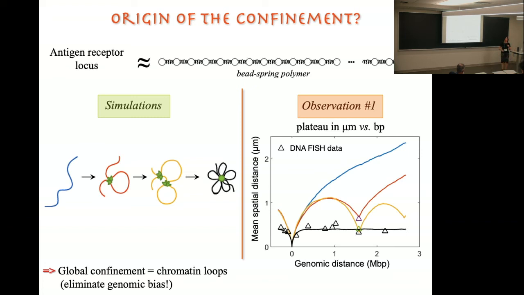Maybe a naive question. The size of the nucleus is on the order of a few microns, right? Yes. And this polymer is millions of base pairs. So in this domain of a few microns in diameter, what would you then get for the mean squared distance between monomers as a function of the genomic distance?